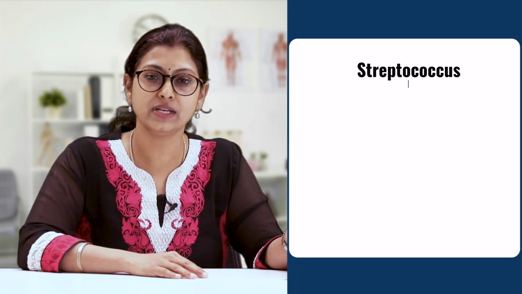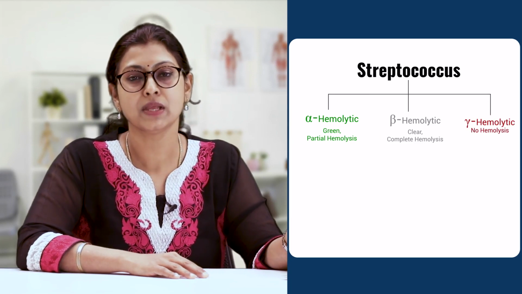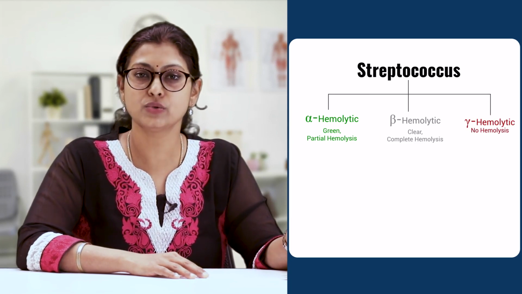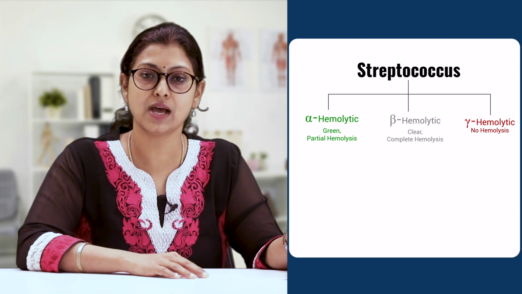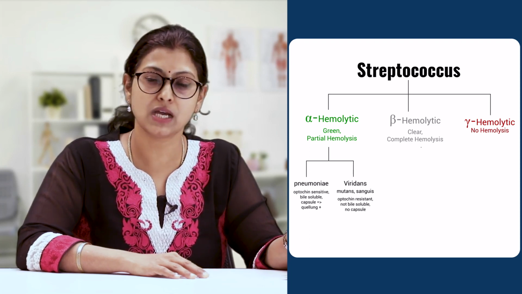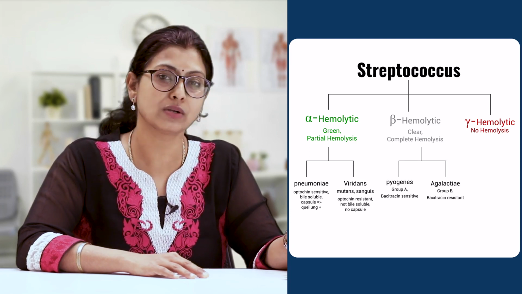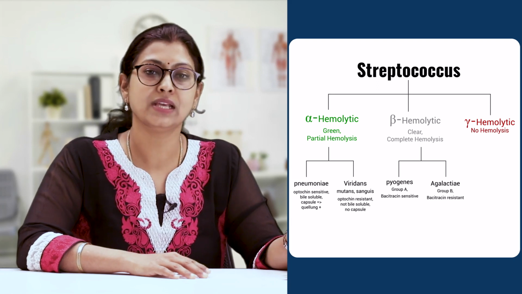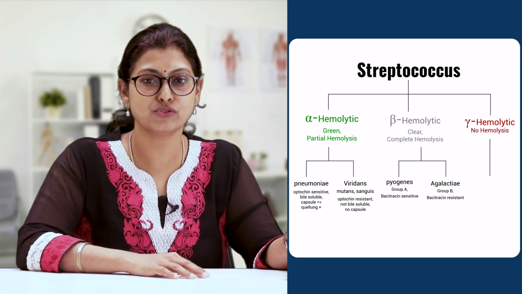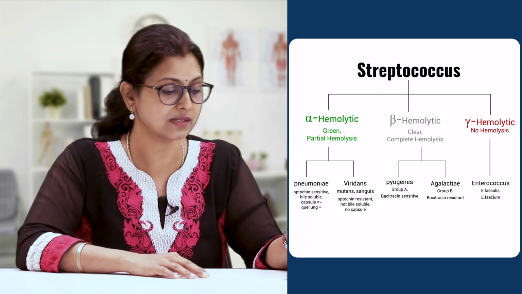The second group of bacteria is streptococci, broadly divided into alpha hemolytic, beta hemolytic, and gamma hemolytic. Among the alpha hemolytic streptococci, the two important pathogens are Streptococcus pneumoniae and Streptococcus viridans. In beta hemolytic, Streptococcus pyogenes and group B streptococci, or Streptococcus agalactiae. In the gamma hemolytic, it is Enterococcus. The commonest are Enterococcus faecium and Enterococcus faecalis.